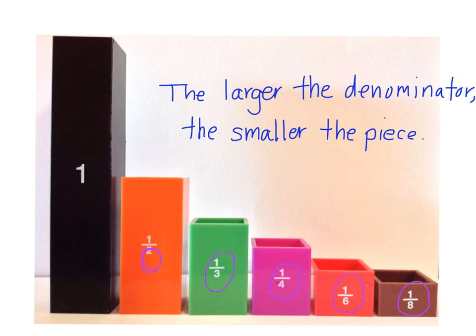What you notice is the larger the denominator, the smaller the piece. This one has a denominator of 8, but it's the smallest piece. This one has a denominator of 2, but it's the largest piece. That's because the bottom number, the denominator, tells me how many people I'm sharing with. The more people I have to share with, if I'm sharing with 8, I get a much smaller piece of the cake than if I only have to share with 3 people.